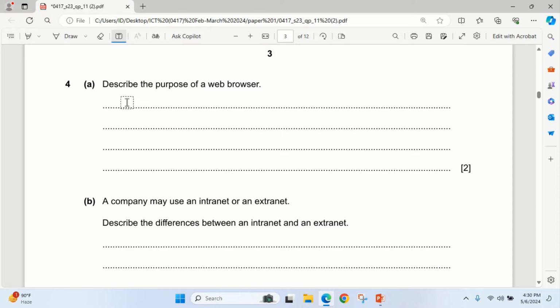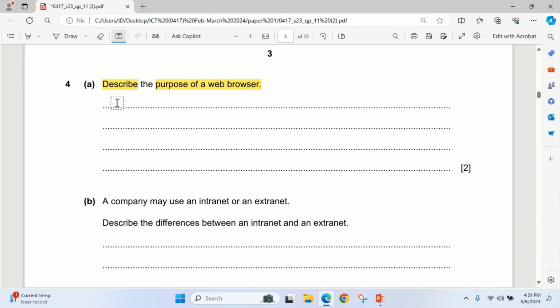Describe the purpose of a browser. Like I normally say in my video, describe is the command word, and what are you describing? Purpose of a web browser. So you need to understand before you begin to write. Basically, what's a web browser? Web browser is an application software for displaying the content of a website or web page. So it is the function of the web browser to ensure that the content of web pages are being displayed. So it has to outline the functions.